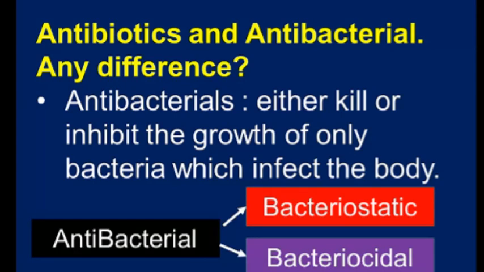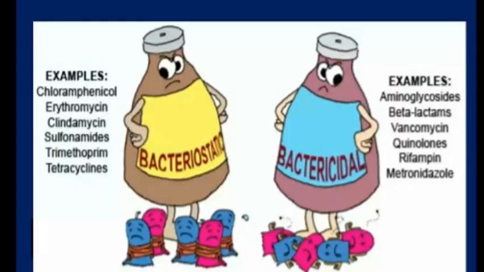The antibacterial can be bacteriostatic or bactericidal. The bacteriostatics are those antibiotics that inhibit the proliferation of these bacterial organisms. What they do is stop the growth or the multiplication of these bacterial organisms in the eye, while the bactericidal kills the bacterial organisms. So these are the two kinds of antibiotics we have. It's either the antibiotic is bacteriostatic or bactericidal.